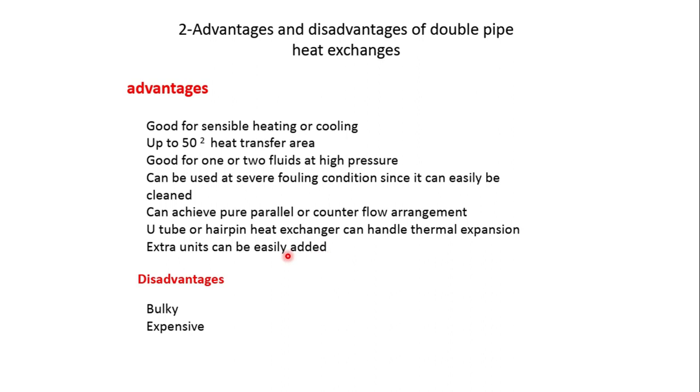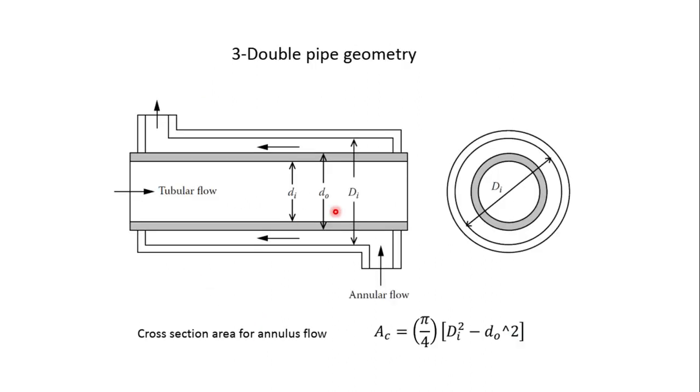One thing that is clear is that it is also known as the U-tube heat exchanger or the hairpin heat exchanger because of its design or its construction. There are a few disadvantages: it has a bulky design and it is a little bit expensive compared to other heat exchangers. So let's have a look at a few other parameters that would be useful for the design of the double pipe heat exchanger.